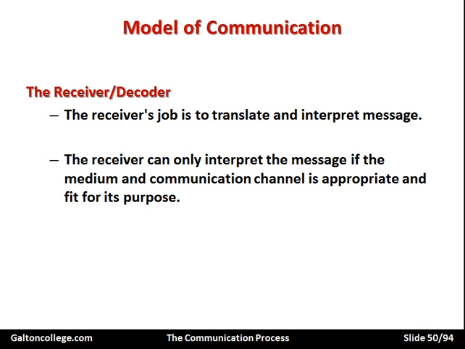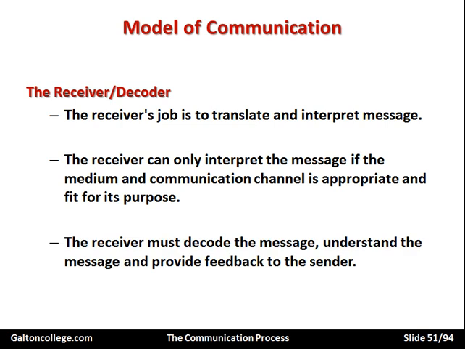There's no point in sending an email to someone who does not have the internet, does not have a network. There's no point in making a telephone call to somebody who doesn't have a telephone. So it's imperative that both sides have the same facility. And it's also imperative that the message is unambiguous. It's clearly understood by both sides.